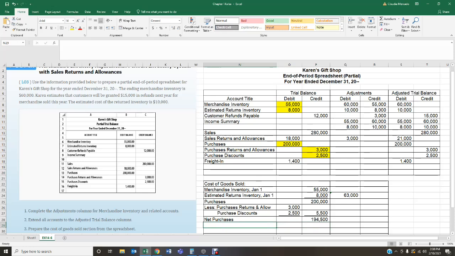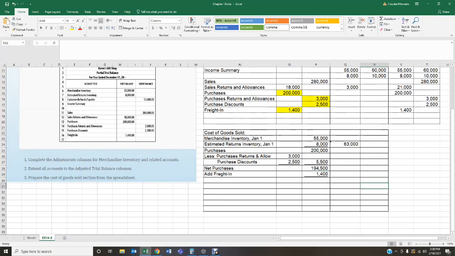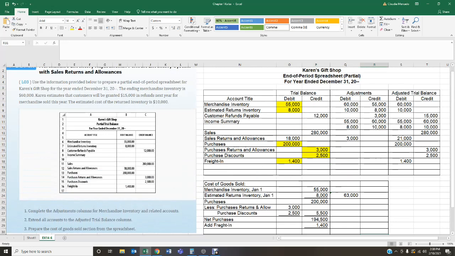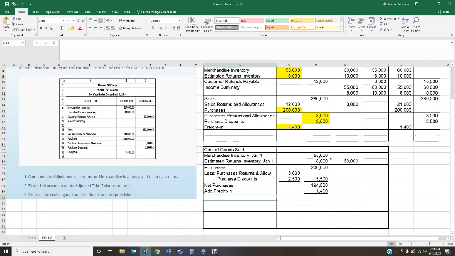And then we had some freight. We're going to add the freight in. Our freight was how much? $1,400. Very good. Right here. $1,400. Okay. So we have our freight right there. So all of these numbers are coming from our spreadsheet right here. Okay. I'm not making anything up. Now I can calculate my cost of goods purchased.